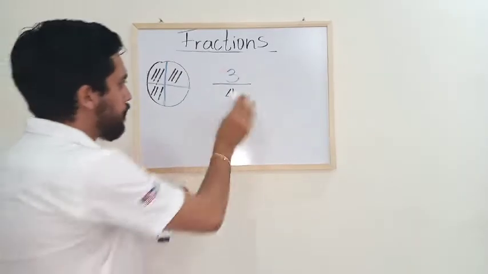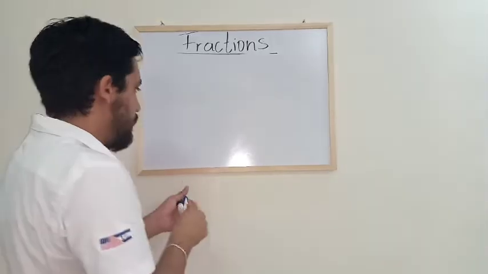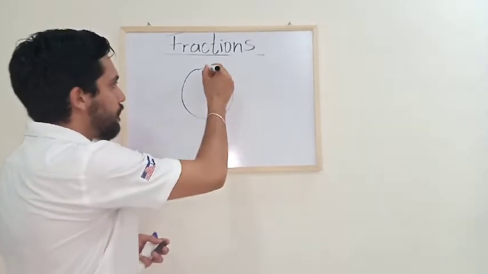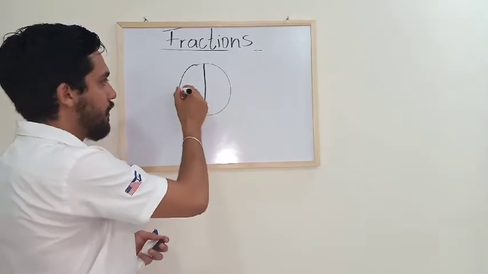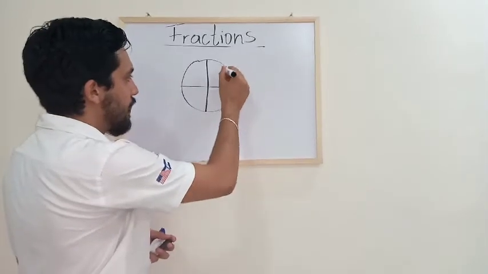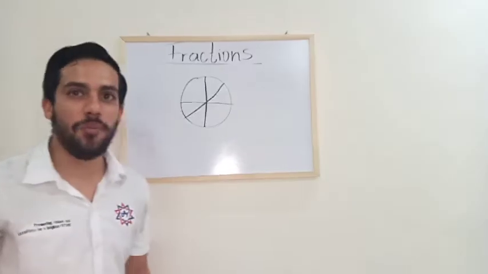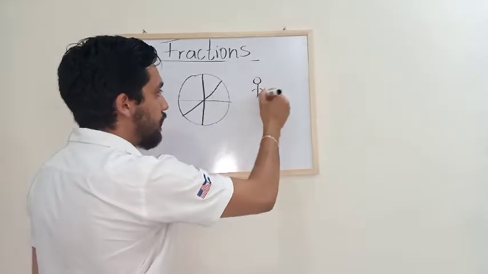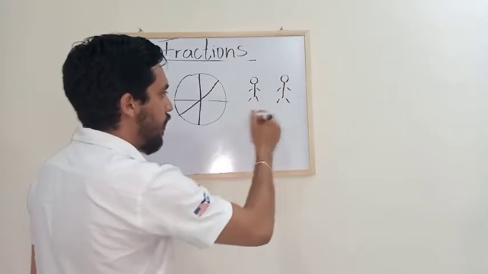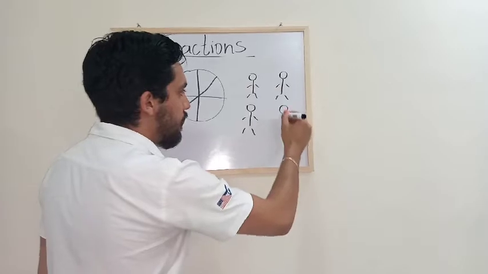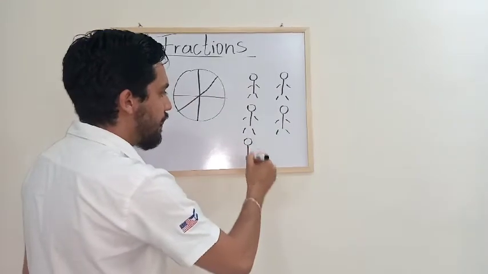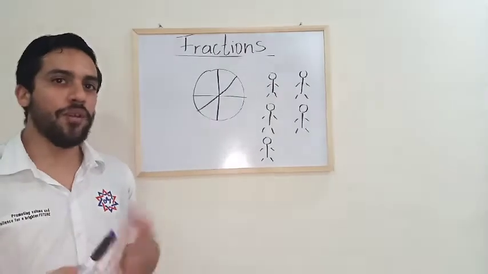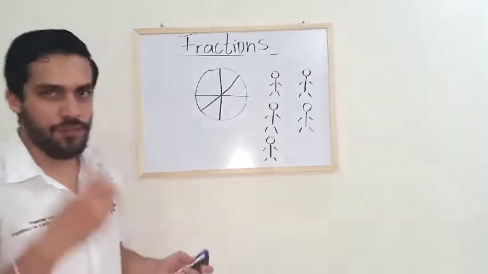Another example could be, all right, imagine that you bought another pizza, right? And then you divided this pizza into 6 equal parts, okay? But this time, you invited more people. 1, 2, 3, 4, and then 5 people were invited. So, how many pieces will each person take? Obviously, just 1.